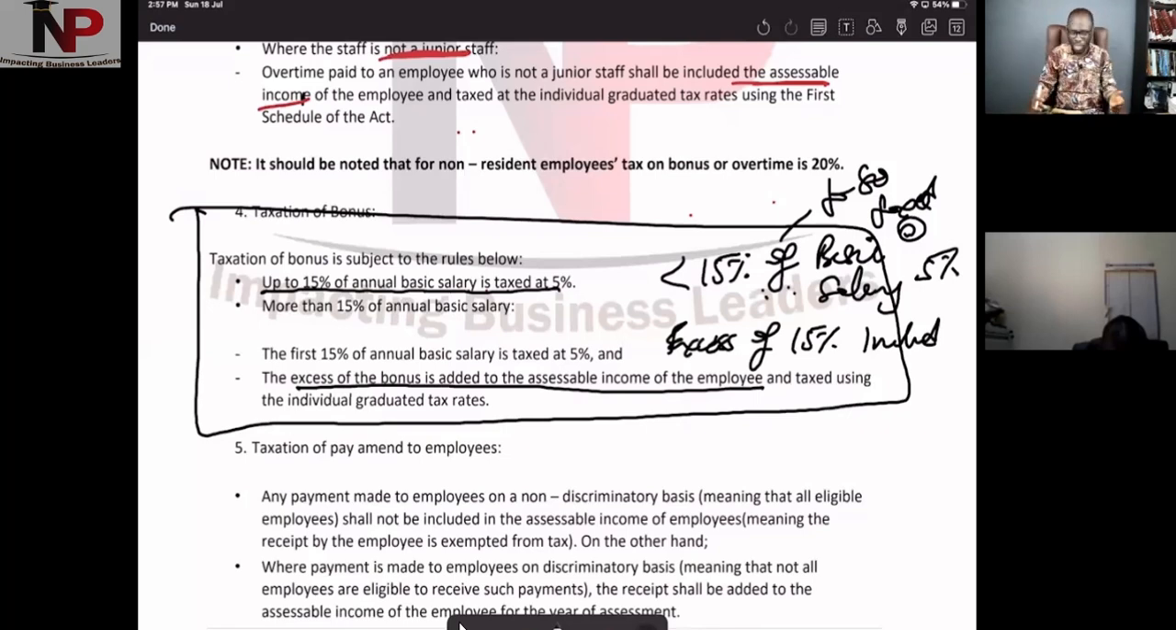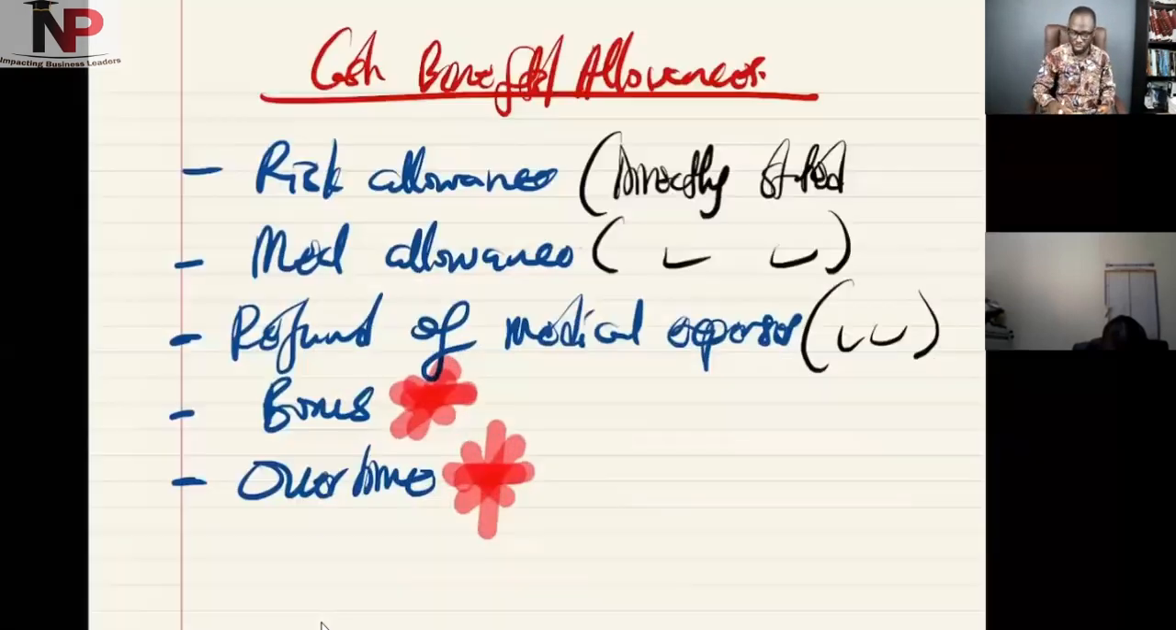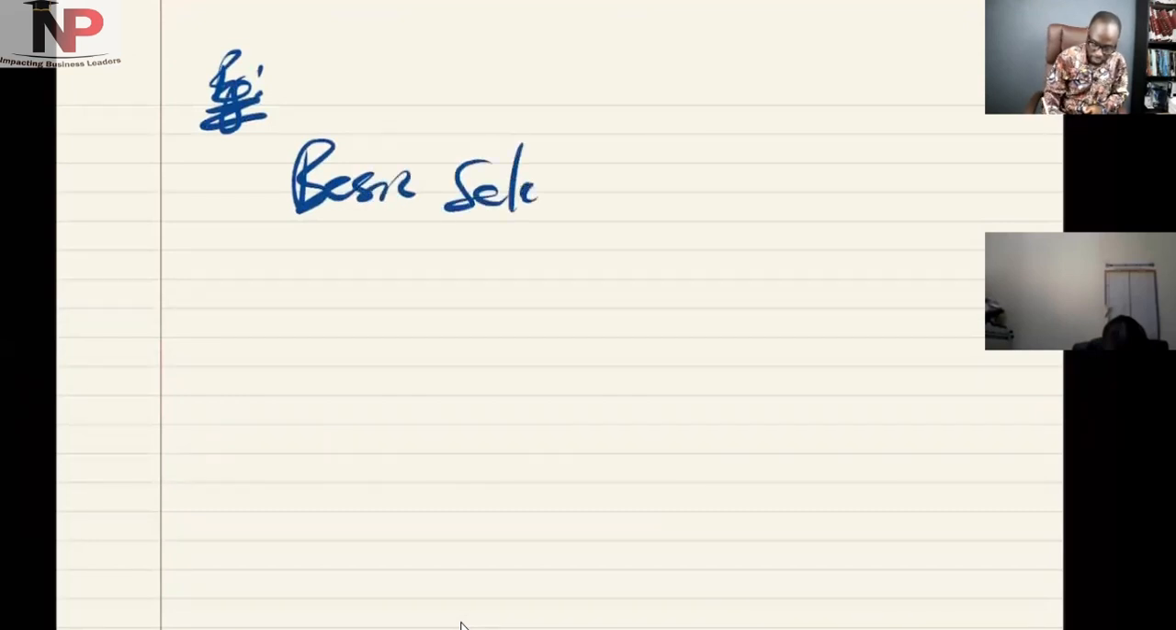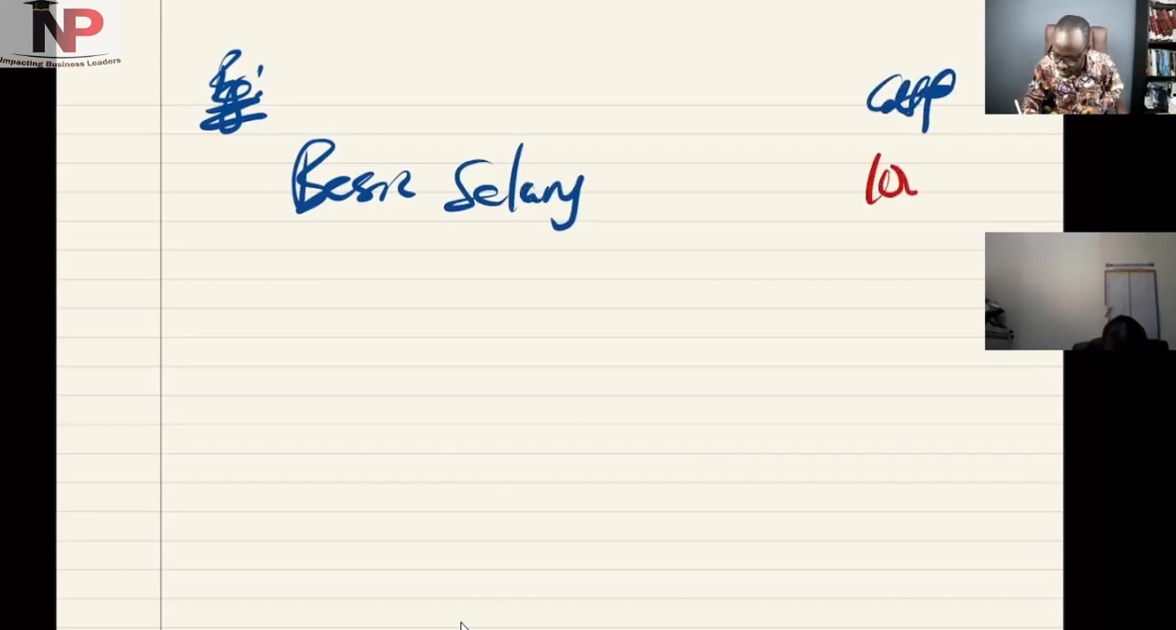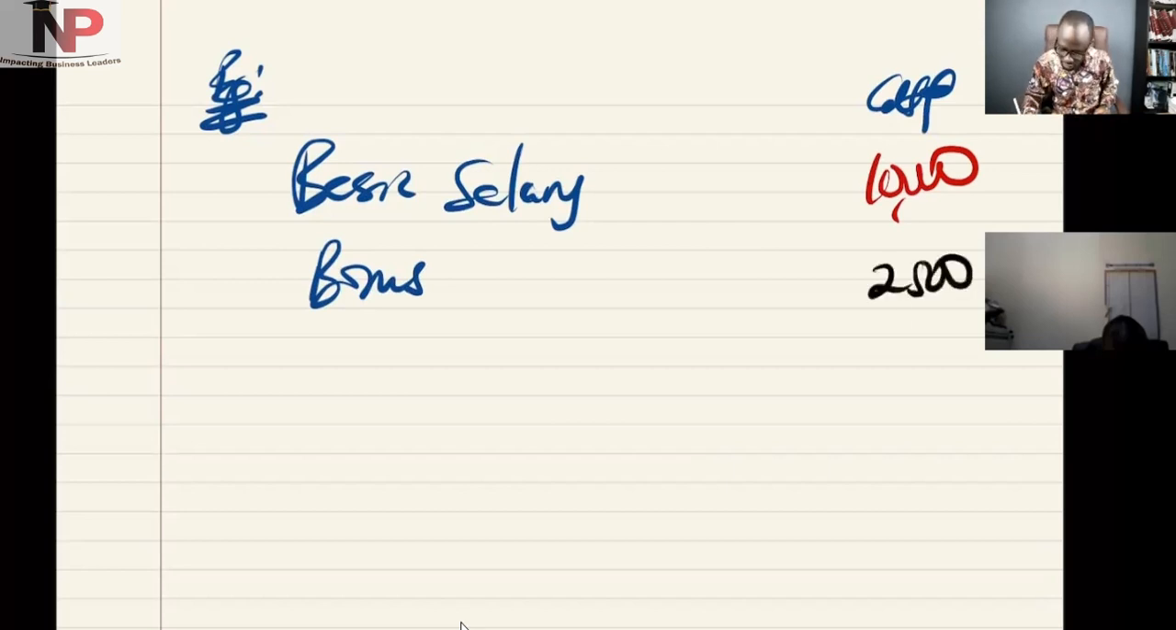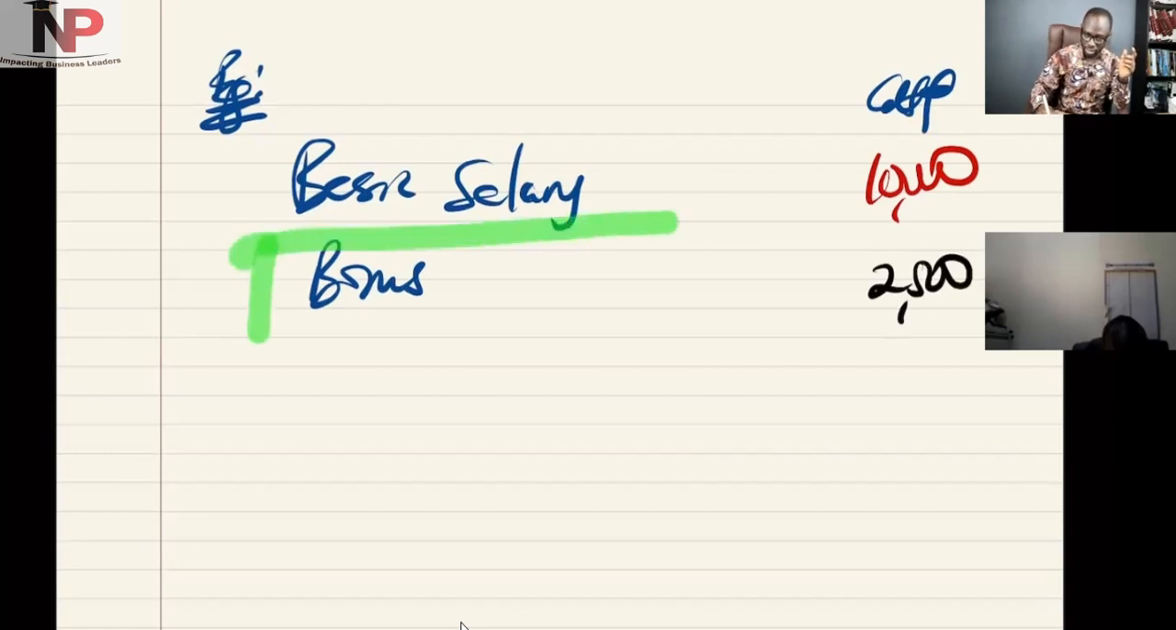Now, what the heck does that mean? This is what we're talking about. So let's say that, for example, we have our basic salary coming in for how much? Let's say $10,000, right? Then let's say that the individual receives a bonus. Let's say the bonus the individual got was whatever. Let's say $2,500. How should we treat this?